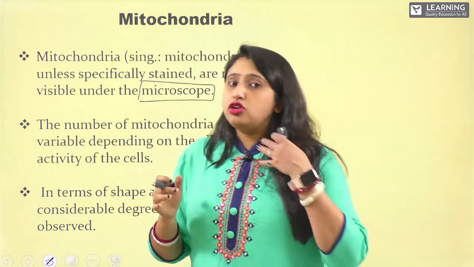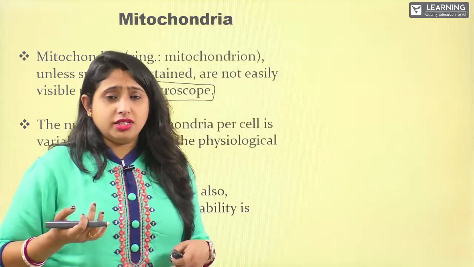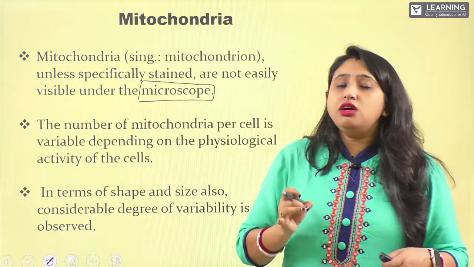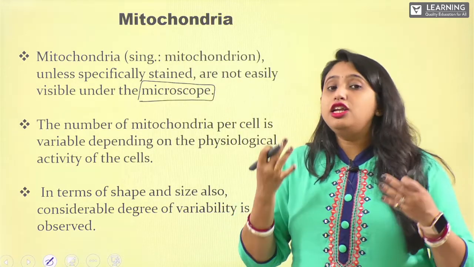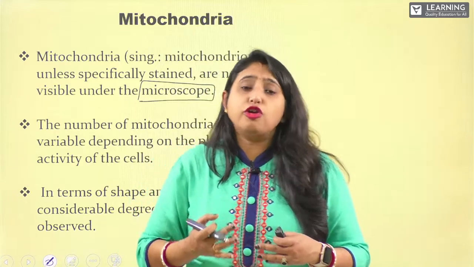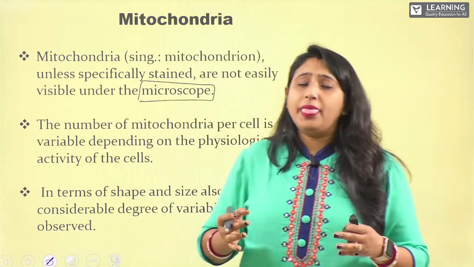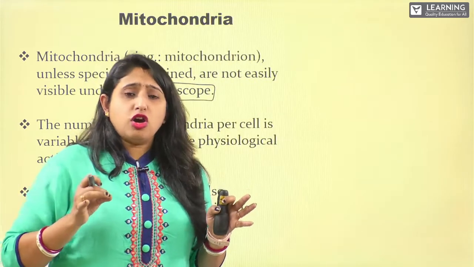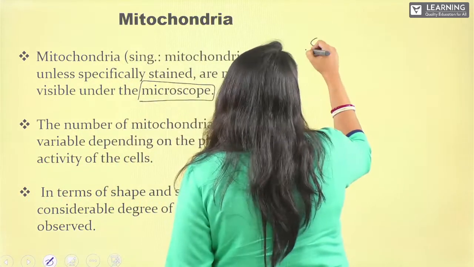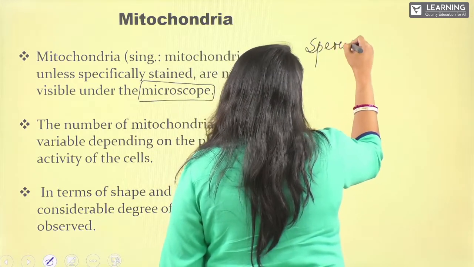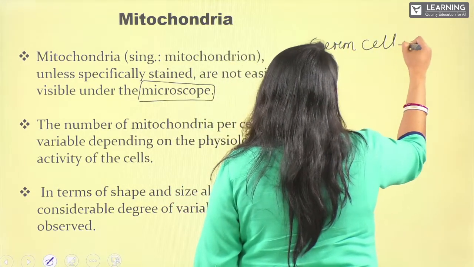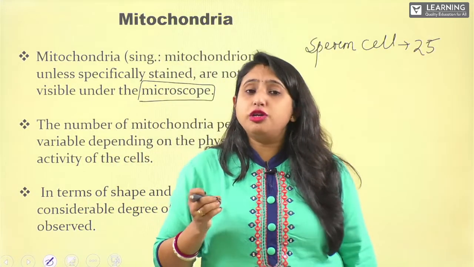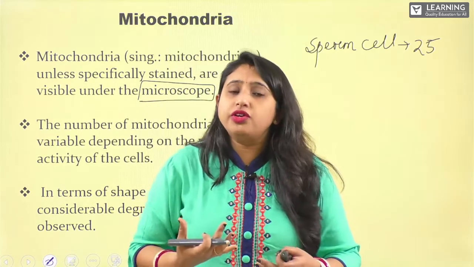What is the number of the mitochondria in the cell? All the cells in our body have mitochondria, right? But the number of the mitochondria will vary from one cell to another. For example, in the case of the sperm cell, the number of the mitochondria is 25, let's say. The number of the mitochondria also depends on how much energy is being required by the cell.